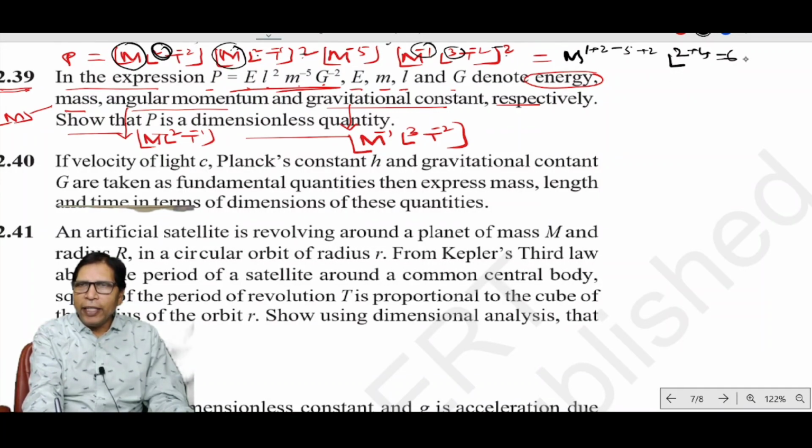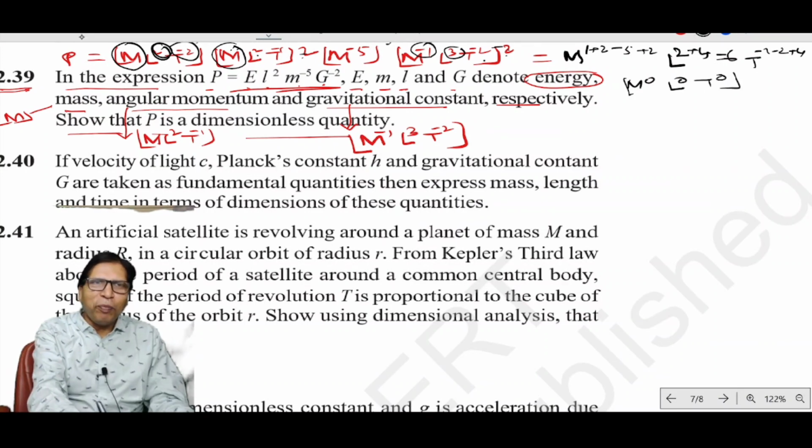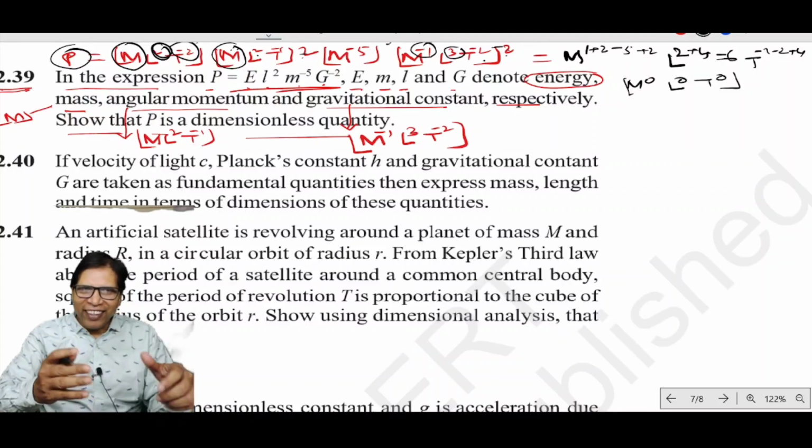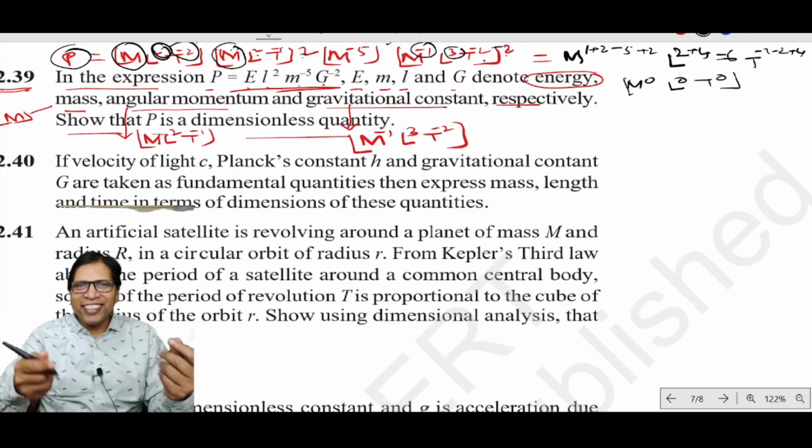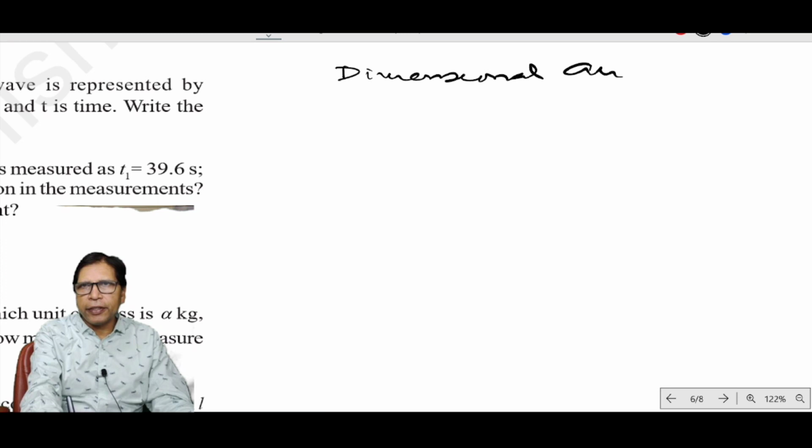And finally t. Here t to the power minus 2, so here the power is minus 2. Here the power is minus 1 whole square, so this is also minus 2. And here minus 2 to the power minus 2, so this is plus 4. So here m naught, n naught, p naught. P is dimensionless. Okay, understood.